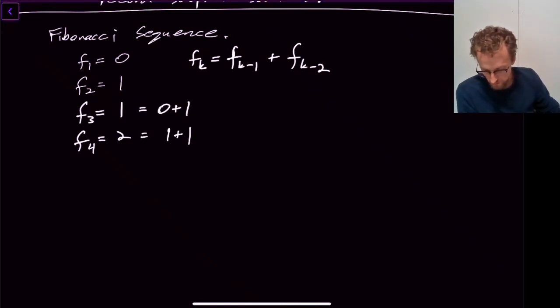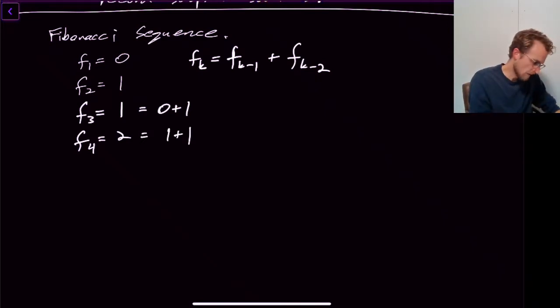See if this matches how I've got it written on my page. Yep, I've got my indexing right. It depends on whether you 0 index this or 1 index it, how you come out. F5 then is 3, which is equal to 1 plus 2. F6 is 5, and then the sequence continues.